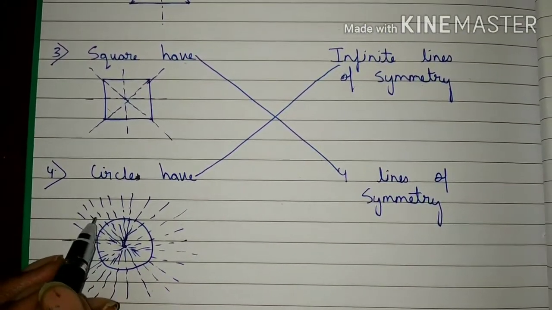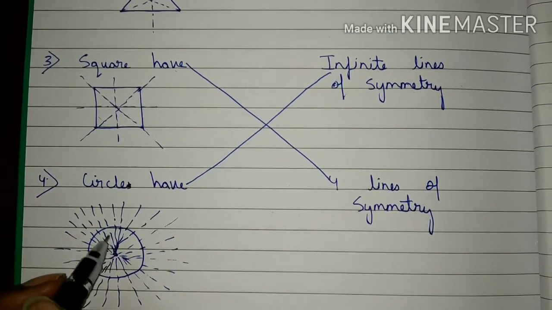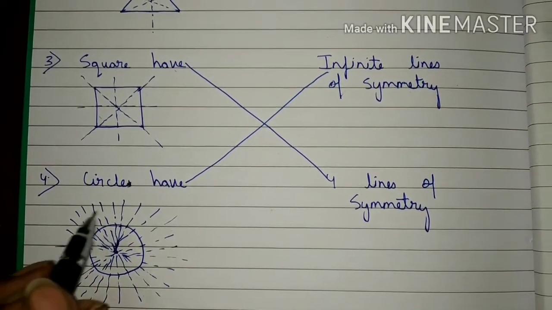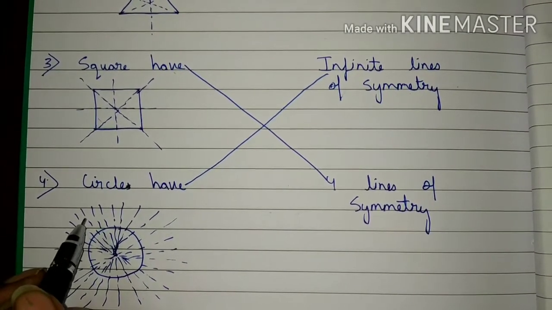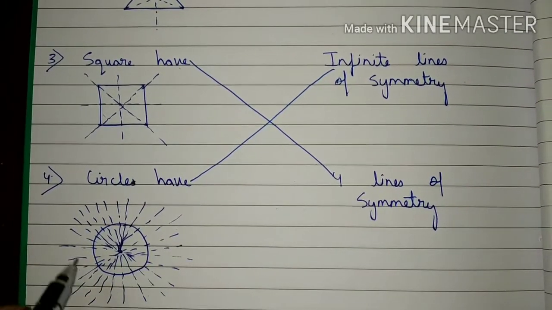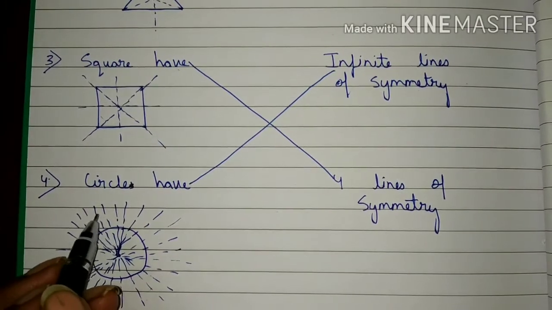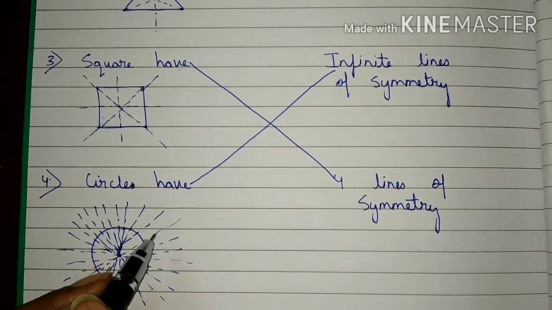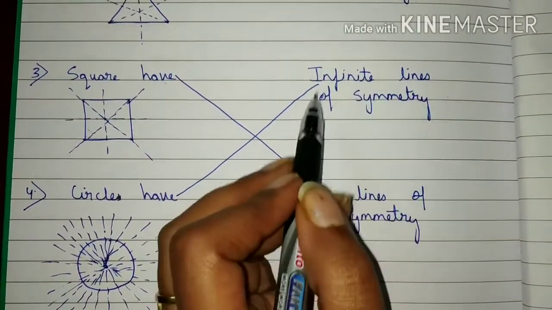Now look at this figure. This is a circle. You can see that a circle has many lines of symmetry. It is not possible for us to count all the lines of symmetry in a circle. So, a circle has infinite lines of symmetry.